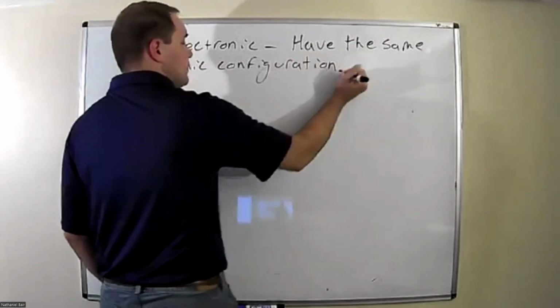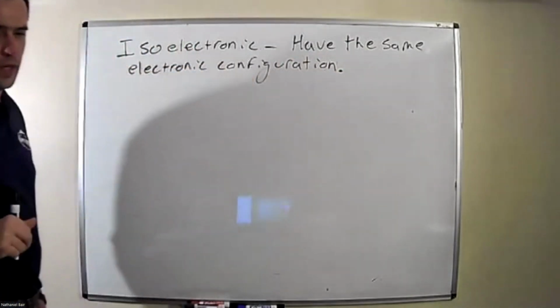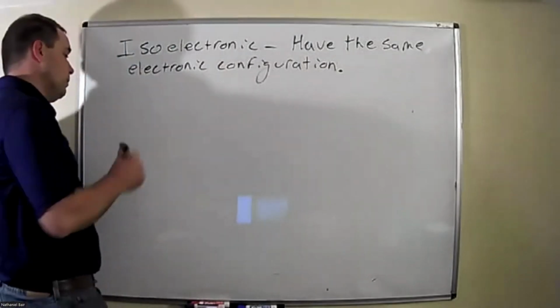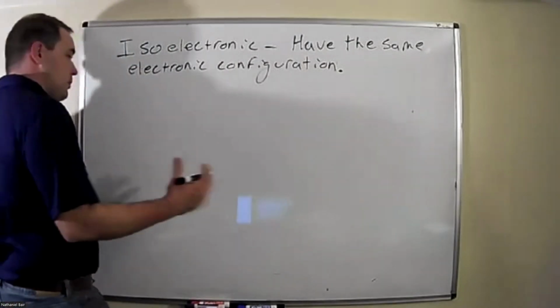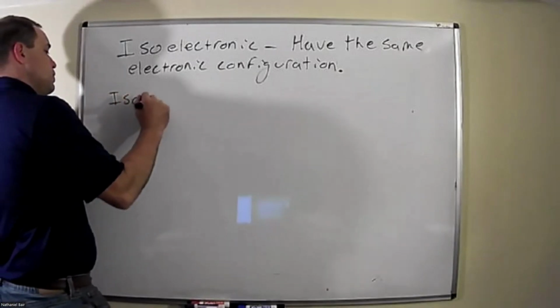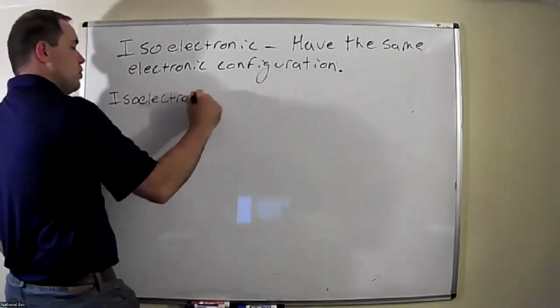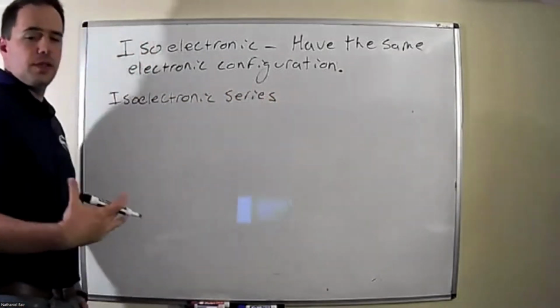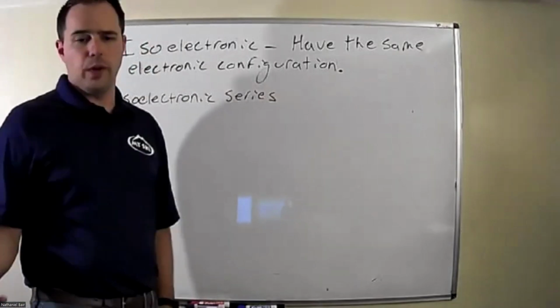Means you have the same electronic configuration as something else. Cool. So what are some examples? Well, I want to list an isoelectronic series. An isoelectronic series would be a series of elements that are isoelectronic with one another.